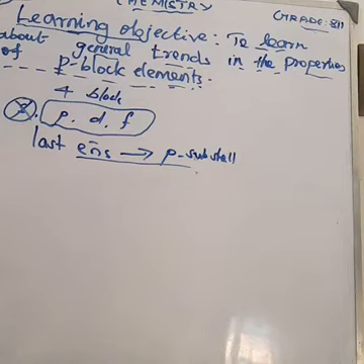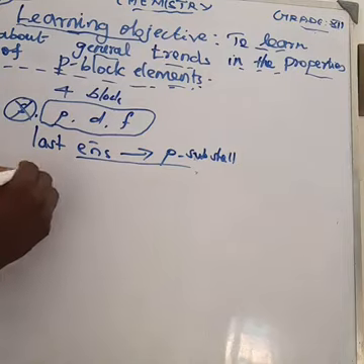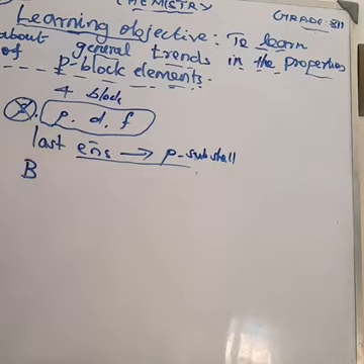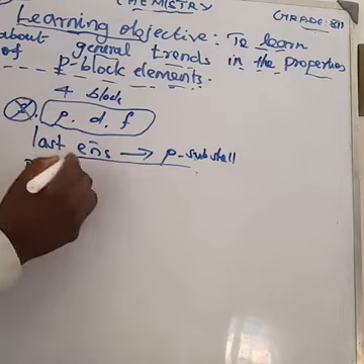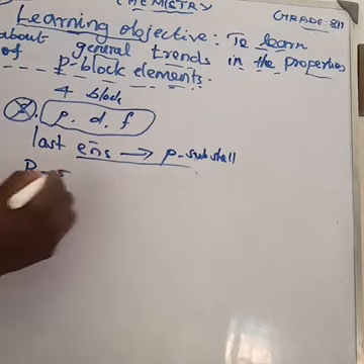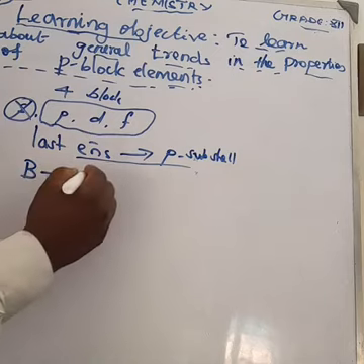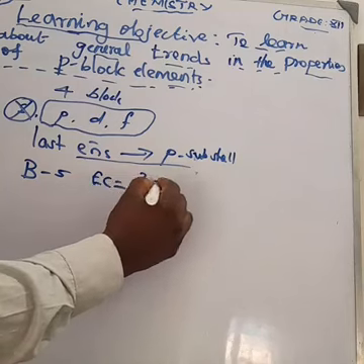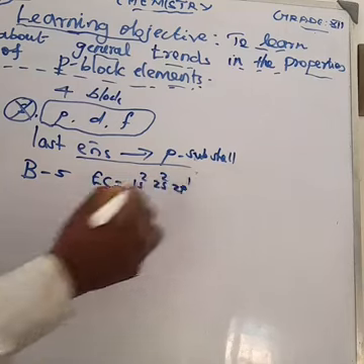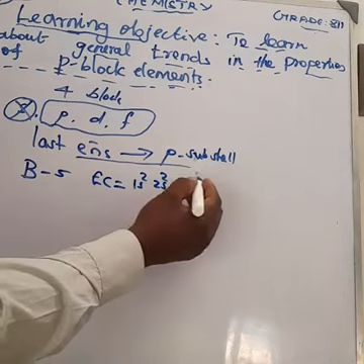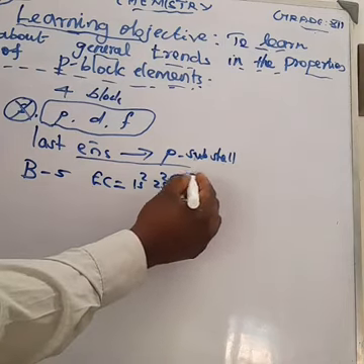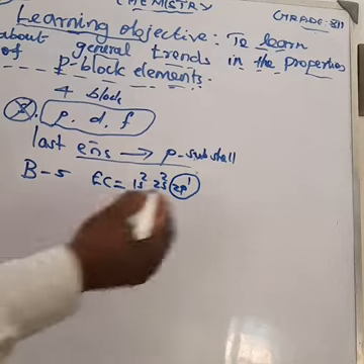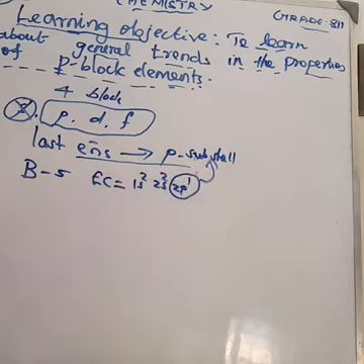For example, the first one I am taking is the boron atom. What is the atomic number of boron? The atomic number of boron is 5. Am I right? How will you write the electronic configuration? EC is equal to 1s2, 2s2, 2p1. Here the last electron enters where? The P subshell. So they are called P block elements.